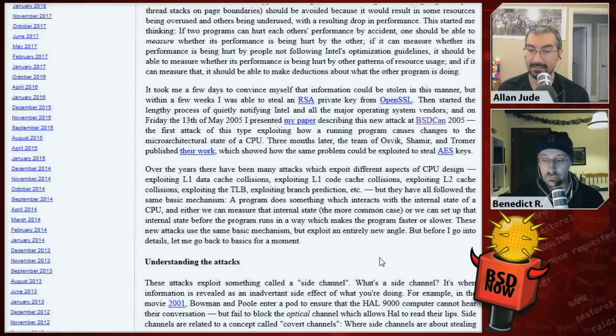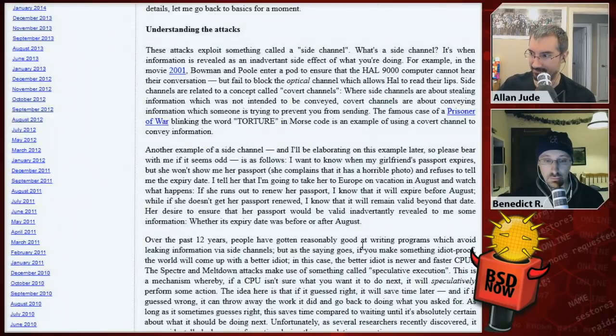And on Friday, the 13th of May, 2005, he presented his paper on the new attack at BSDCan 2005. The first attack of this type exploiting how a running program causes changes in the microarchitectural state of the CPU. And three months later, the team of Osvik, Shamir, and Tromer published their work where they were actually able to steal an AES key using the same method. We'll come back to how that comes into play a little bit later, other than the fact that Colin's been looking at this type of thing since the beginning.